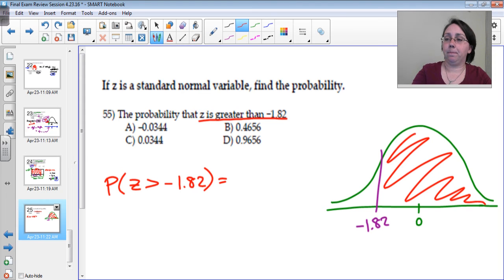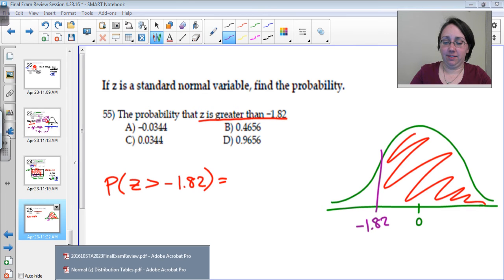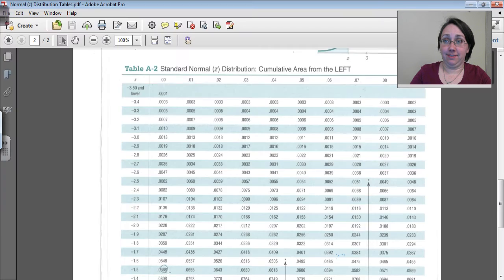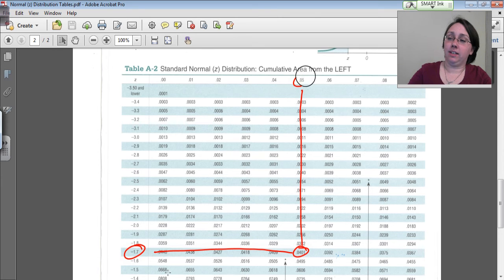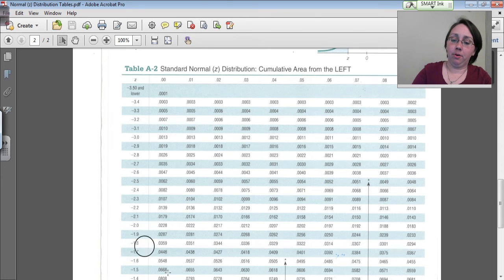How do we find that? Can't you look at the positive 1.82? Yes, you can. That won't confuse anybody. So what do we do? Subtract what though? Go to your table. Here's negative 1.8. It was 1.82, right? Yes.